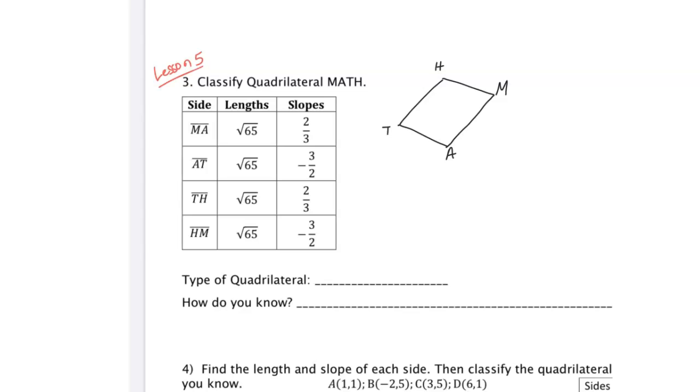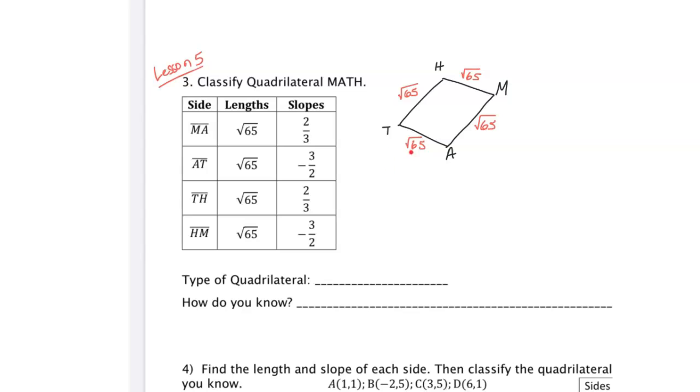It tells us that MA is the square root of 65. AT is the square root of 65. TH is the square root of 65. And HM is the square root of 65. For this, you'll need to use your two documents from lesson 5. So make sure that you use them as a reference.